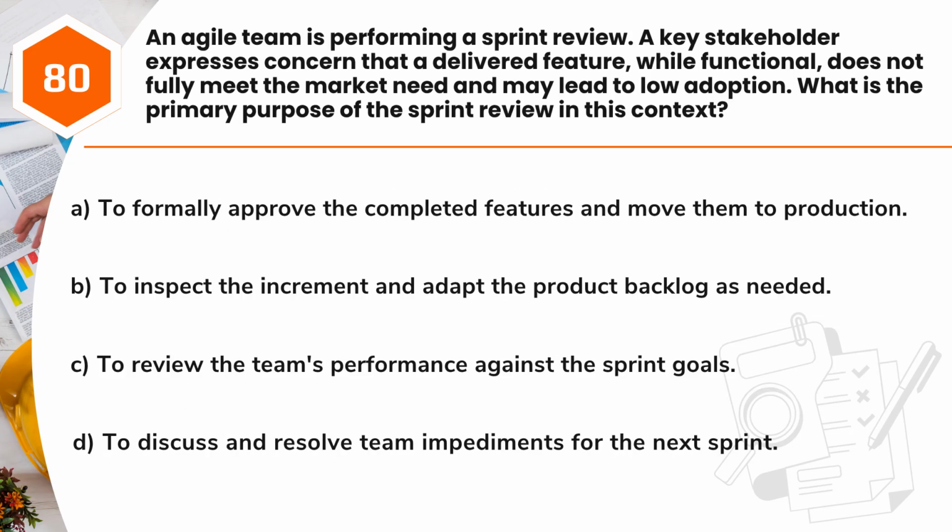Question 80. An Agile team is performing a sprint review. A key stakeholder expresses concern that a delivered feature, while functional, does not fully meet the market need and may lead to low adoption. What is the primary purpose of the sprint review in this context? A. To formally approve the completed features and move them to production. B. To inspect the increment and adapt the product backlog as needed. C. To review the team's performance against the sprint goals. D. To discuss and resolve team impediments for the next sprint.